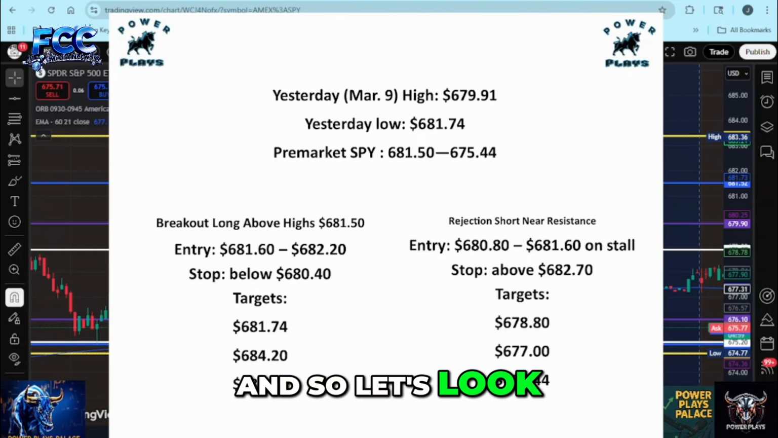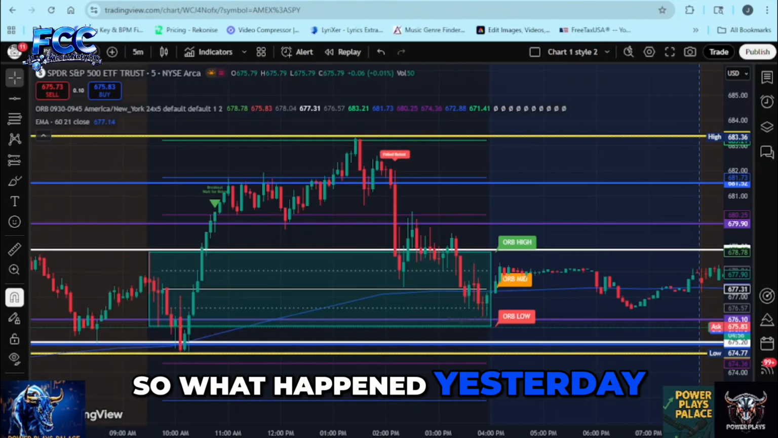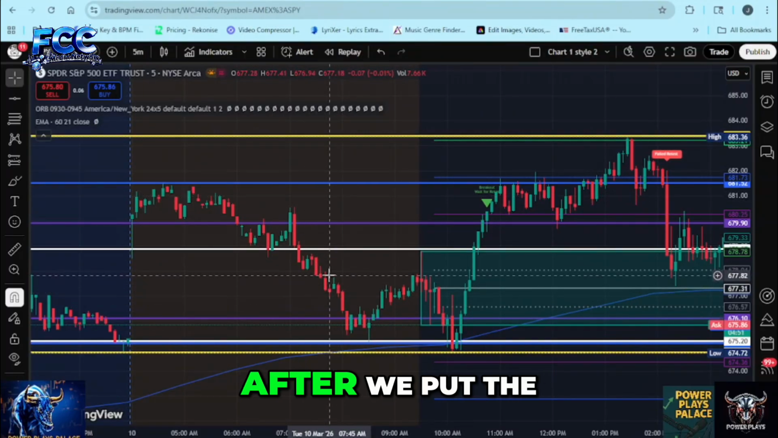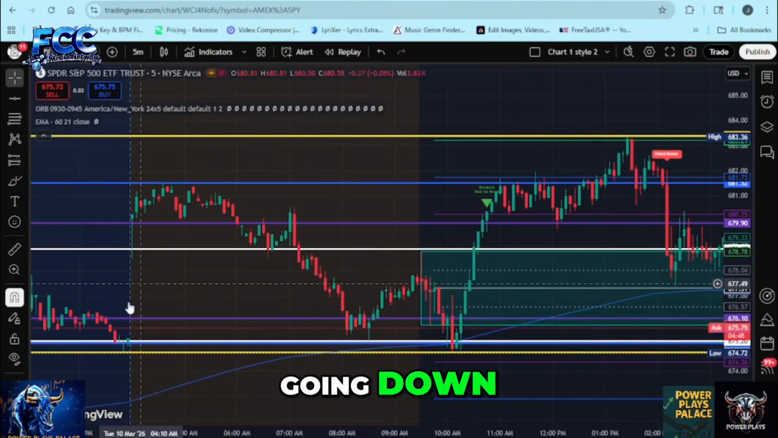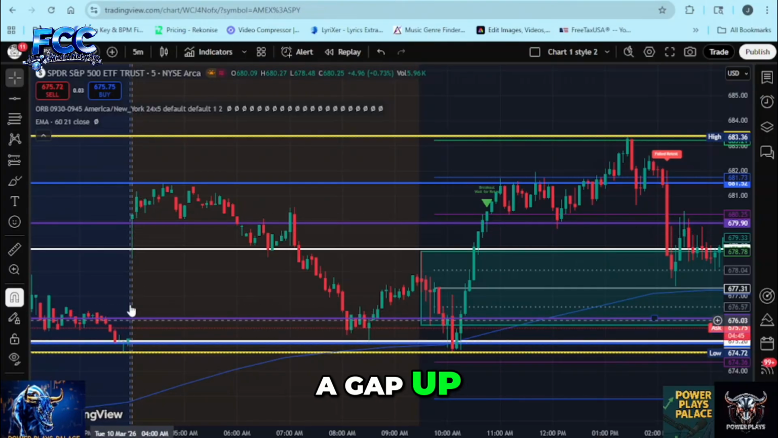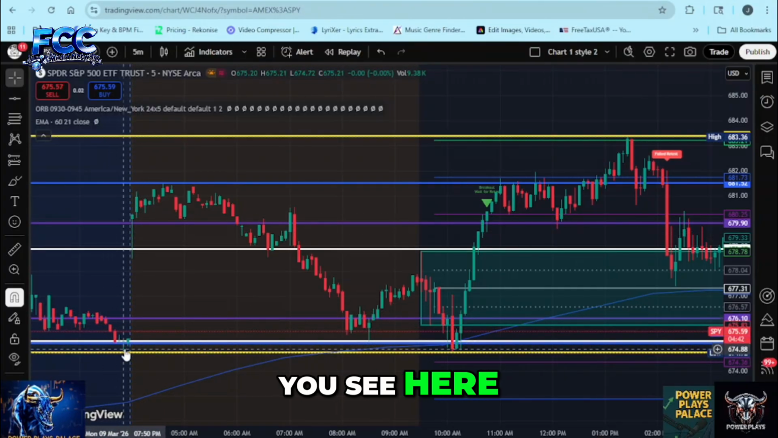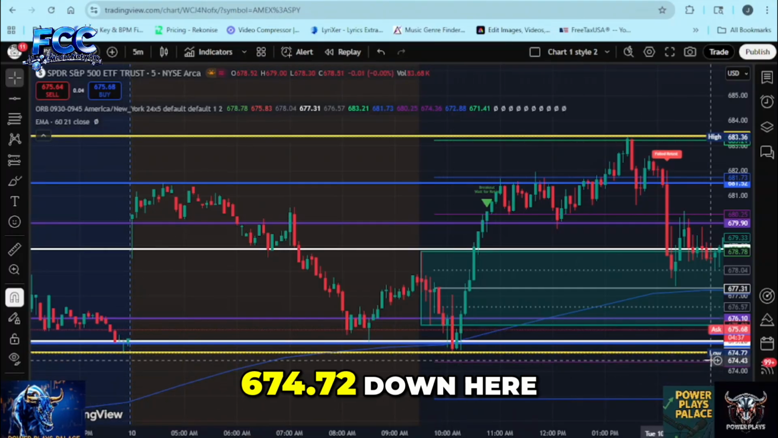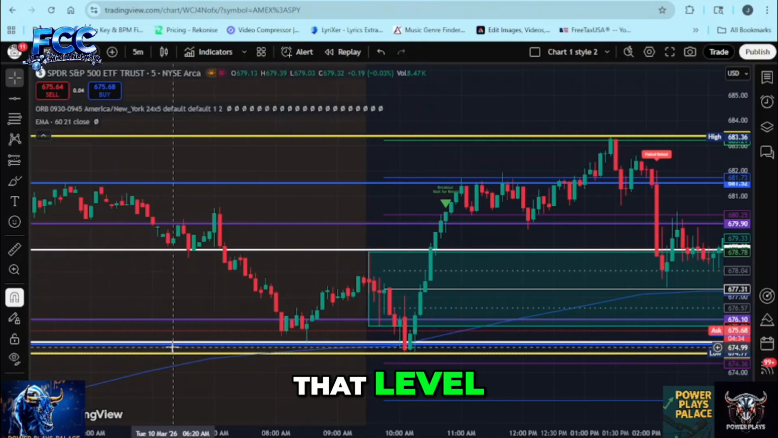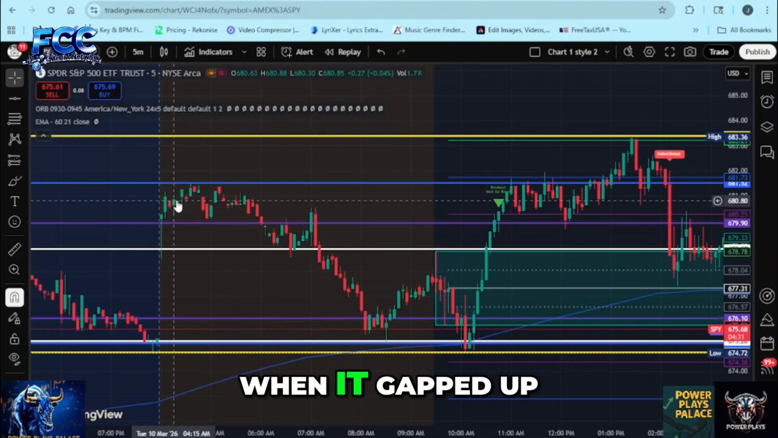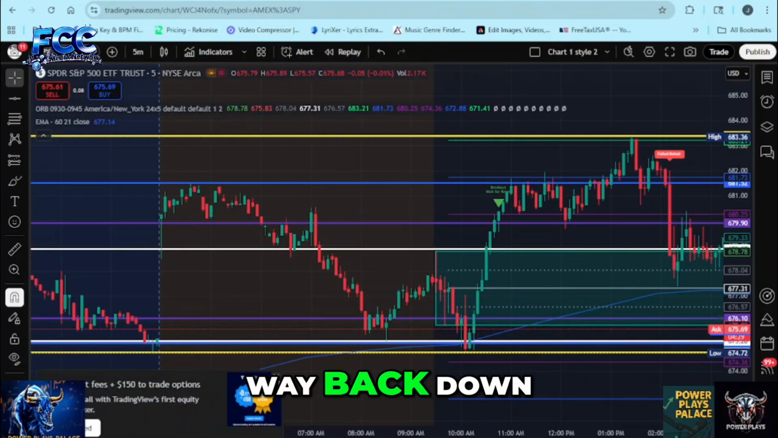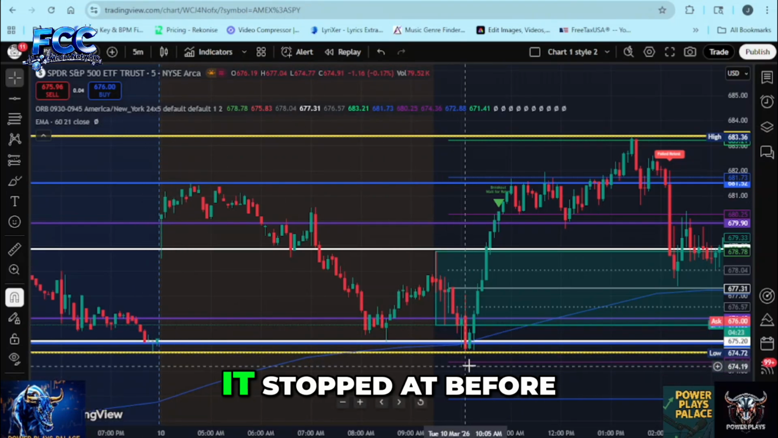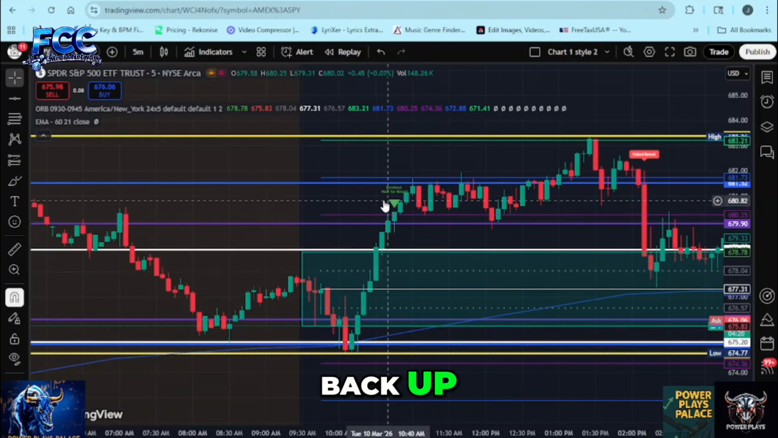So let's look at this. What happened yesterday was when the market started to go down pre-market, it kept going down. After we put the video up, this thing just kept going down. It's a huge gap here. It was a gap up, and it actually filled that gap all the way. You see it right here? Overnight this thing touched this 674.72 level down here. Now I want you to see this. When it gapped up, it came all the way back down and it closed that gap completely. That's the line where it stopped before it started to go back up.